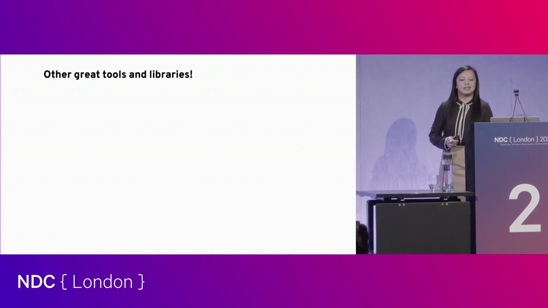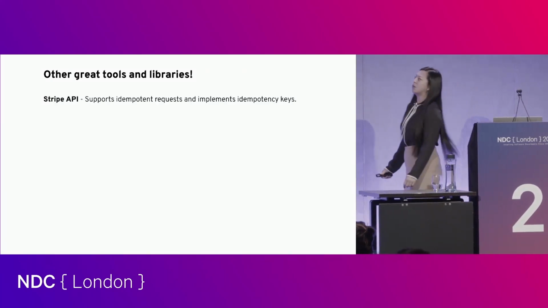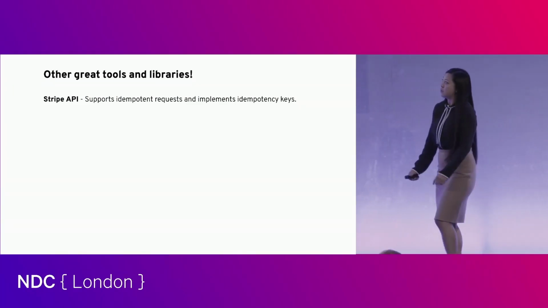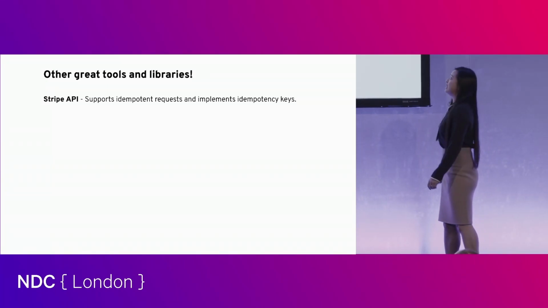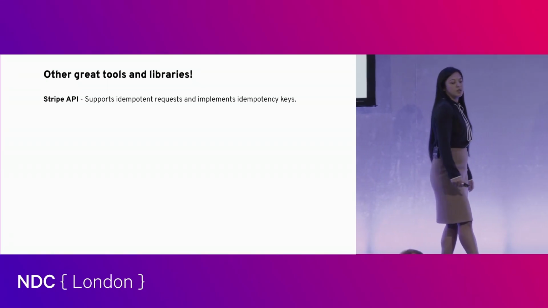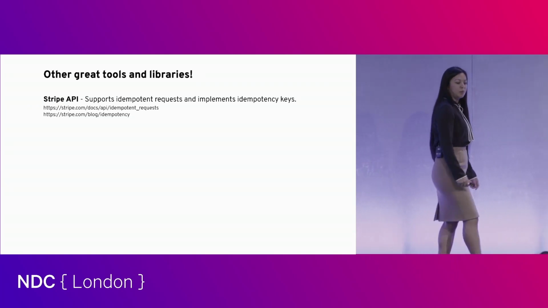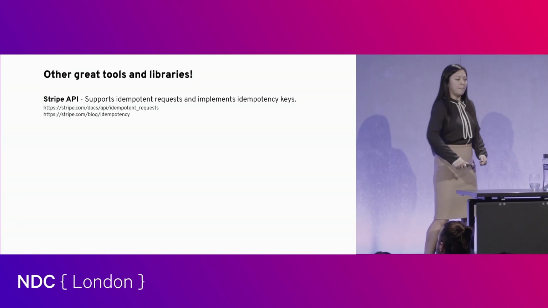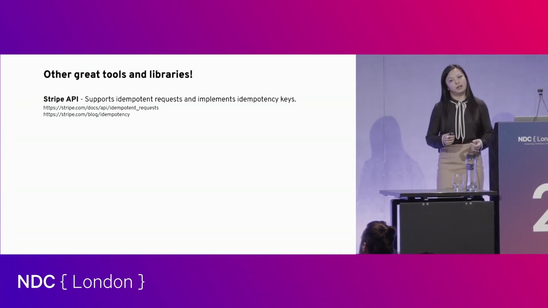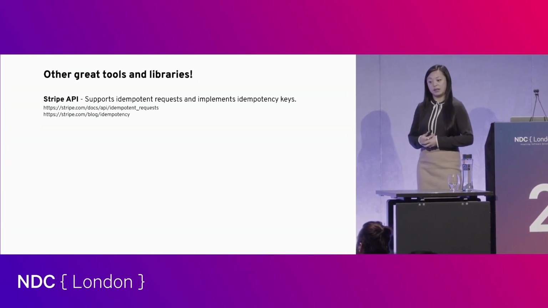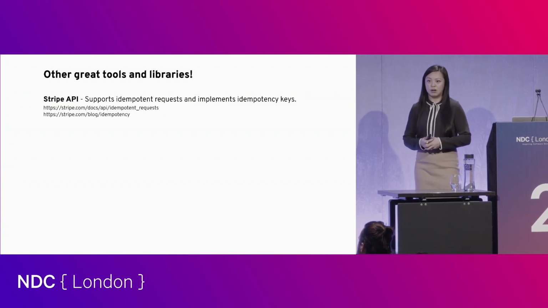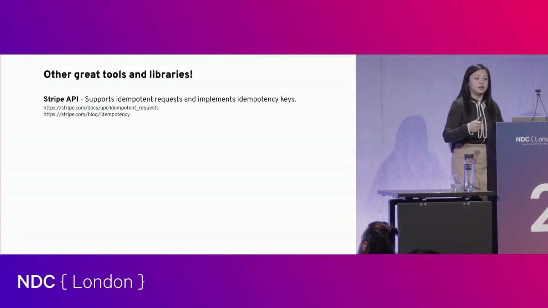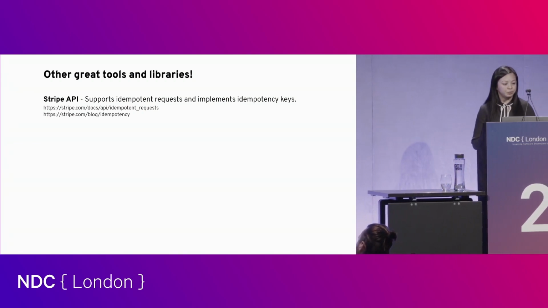The other great tools and libraries that exist: number one, you can't talk about idempotency without the Stripe API being mentioned. They support idempotent requests and they implement idempotency keys. You can check out their blog post as well as their documentation on how they run idempotent requests. This has been very well done. People love the Stripe API because of the way that they've supported idempotency, and it's always been pointed to as a resource whenever you want to start looking at idempotent requests.